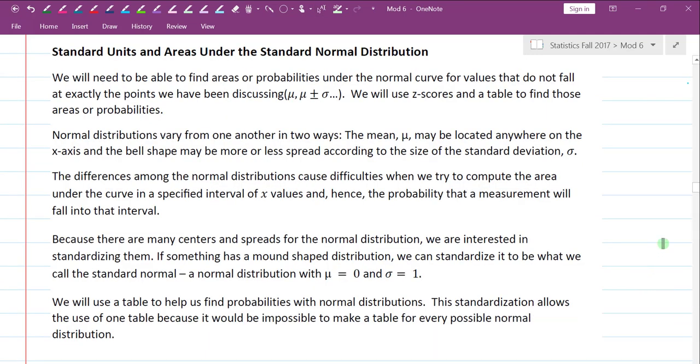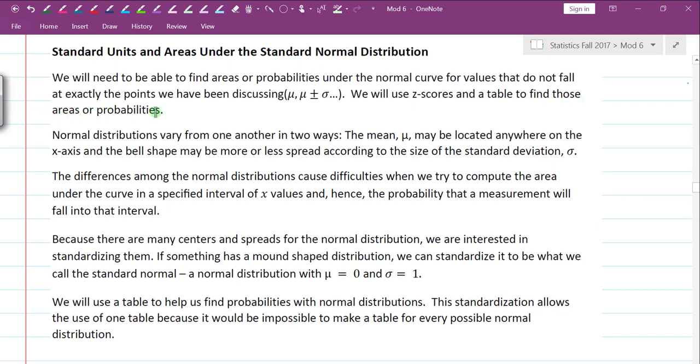Okay, standard units and areas under the standard normal distribution. We need to be able to find the areas or probabilities, one and the same, under the normal curve for values that do not fall at exactly the points we have been discussing. In other words, the mean, plus 1, 2, or 3 standard deviations, or minus 1, 2, or 3 standard deviations. We will use z-scores and a table to find those areas or probabilities.